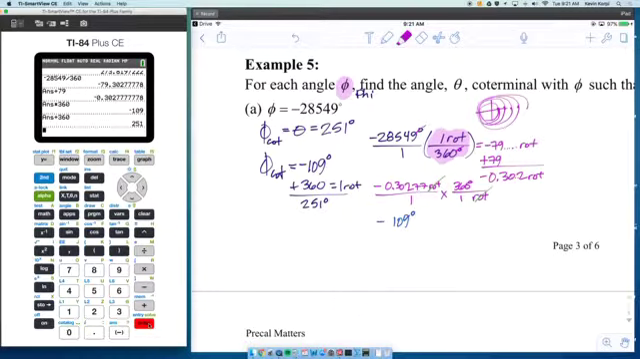Now, on the test, I'll probably make the angle uncomfortably large so that if you did it that way, you'd squander your time doing that. But at least you get one right.